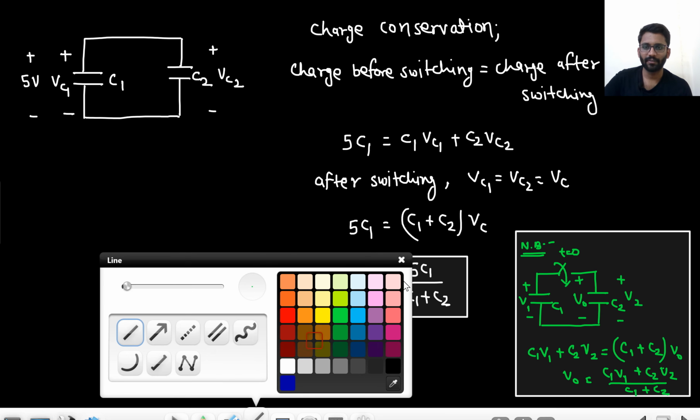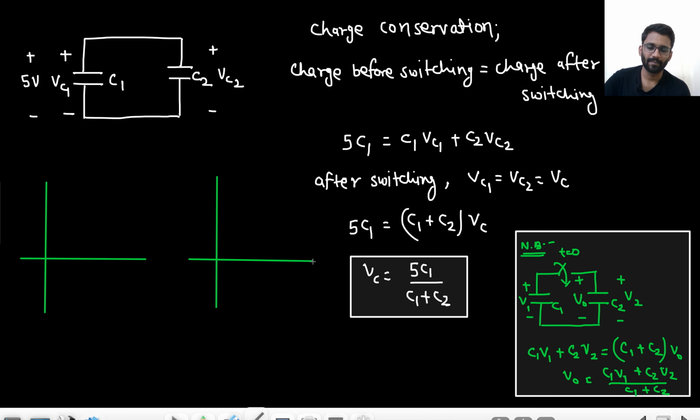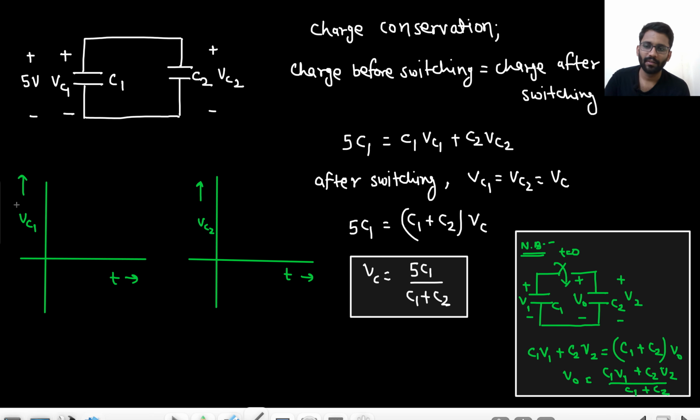So let's make the graph. If I make the graph of VC1, what will happen? And then I will make the graph of VC2, what is happening. So we are talking about VC1 versus t, and then VC2 versus t. In case of VC1, we are coming from 5 volt, and then we are going down to 5 C1 upon C1 plus C2.